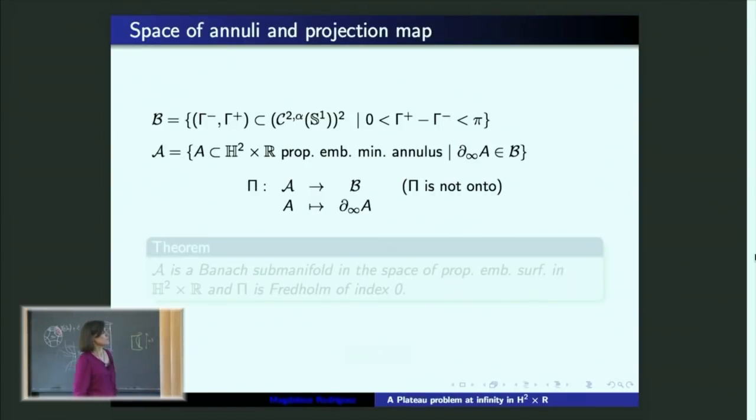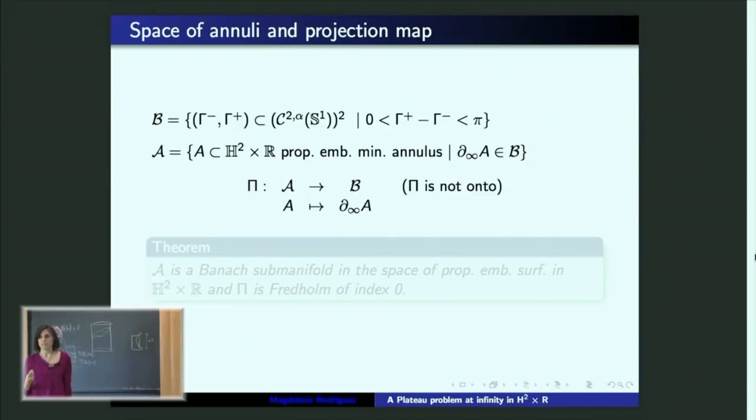Let's set the problem. So B is going to be the family of boundary curves, the Jordan curves, and we assume they are C^{2,alpha} in order to have good regularity to work. We call A the family of all properly embedded minimal annuli whose boundary is in the set B. And now we consider the projection mapping each annulus to its asymptotic boundary at infinity.